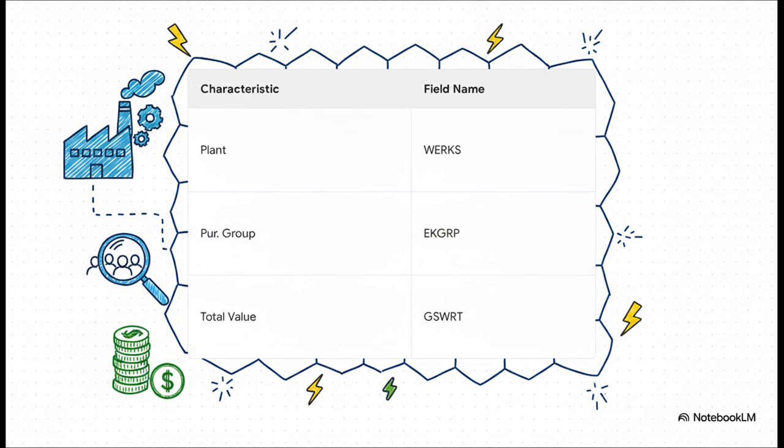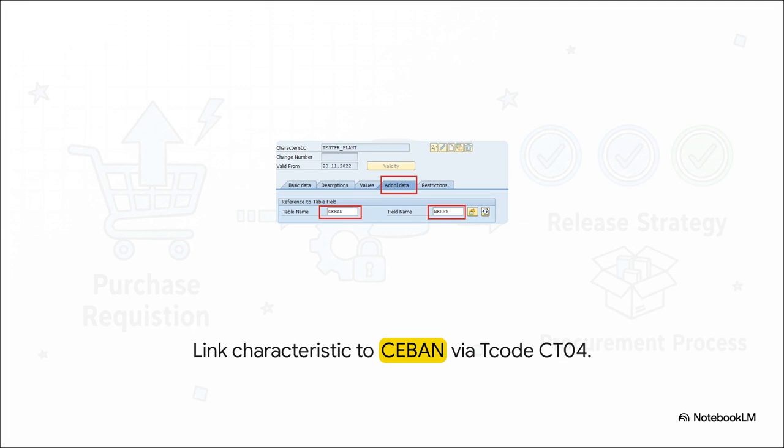So by pulling specific fields right out of the CBAN structure, we're defining the exact criteria that will trip our trap. For our defense grid, we're pulling WERKS for the plant, EKGRP for the purchasing group, and GSWRT for the total value of the item. These are our tripwires. If a PR touches any of these, bam, the trap snaps shut.